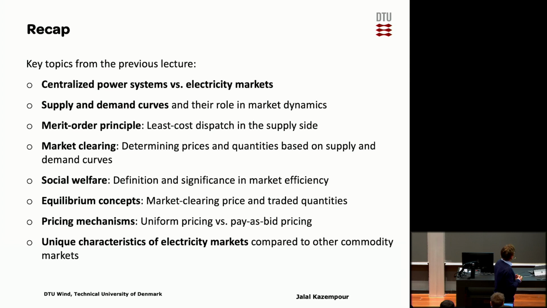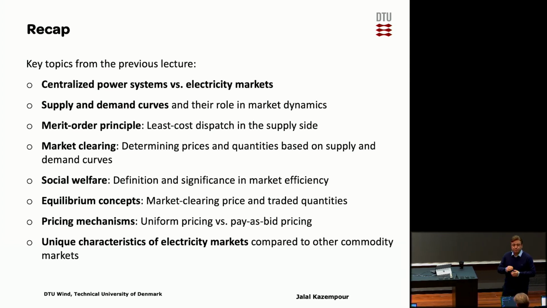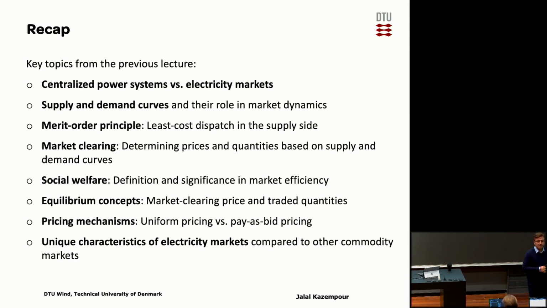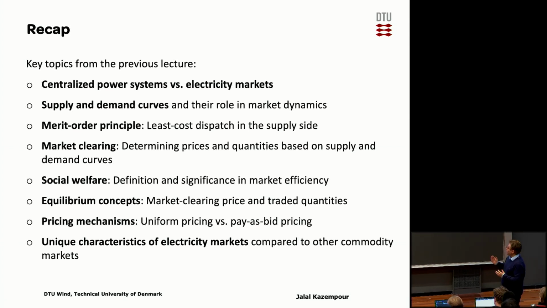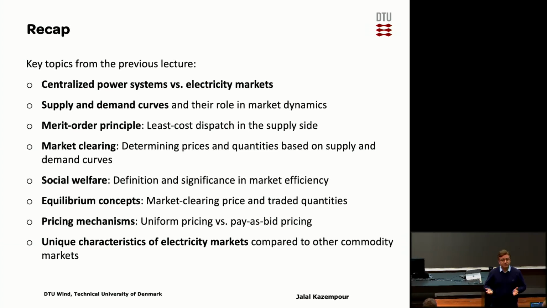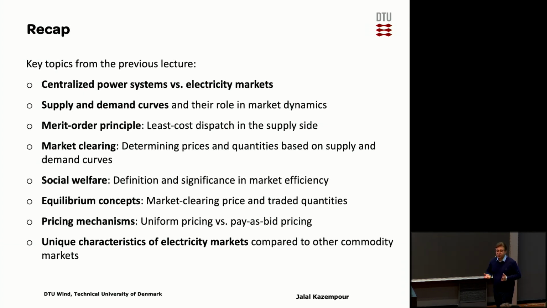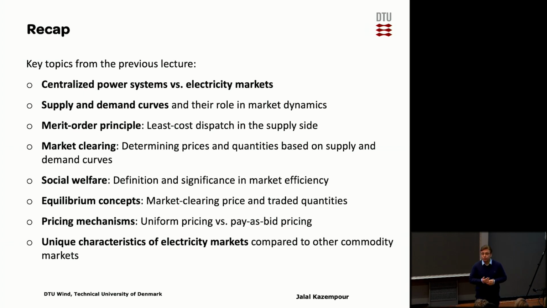We talked about equilibrium concepts, meaning that at the equilibrium point, the price is the market clearing price under the uniform scheme. All the generators and demands on the left-hand side of the equilibrium point have accepted bids and offers, while others on the right-hand side don't have any accepted bids or offers because they are either willing to sell electricity at a very high price, or from the demand side, they are wishing to buy power at a low price.